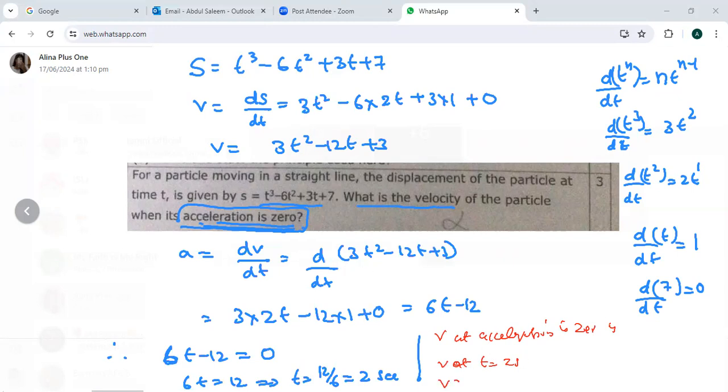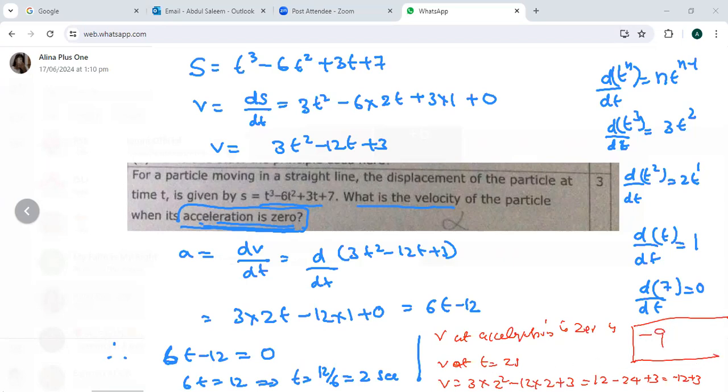V equals 3 into 2 square minus 12 into 2 plus 3, which equals, 2 square is 4, 4 into 3 is 12, minus 12 into 2 is minus 24, plus 3. Clear, right? So 12 minus 24 is minus 12, plus 3. Minus 12 plus 3 equals minus 9. Clear, right? This is equal to minus 9.